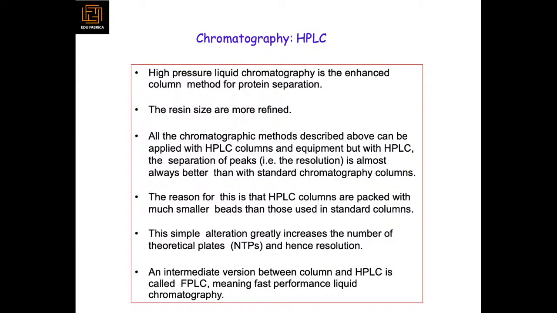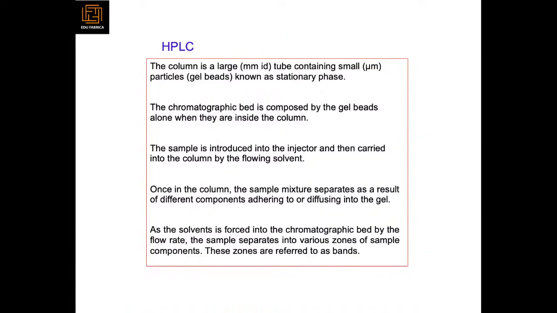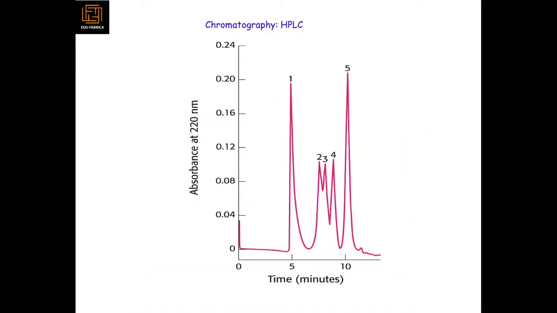Now comes the next, high performance, or high pressure, liquid chromatography, which is the most enhanced version of all the chromatography that we have discussed. In this, resin sizes are more refined, and all the chromatographic methods described above can be applied with HPLC columns and equipment, but with HPLC the separation of peaks is much better. Basically, you can see these peaks coming out: 1, 2, 3, 4, 5. This is absorbance versus time.